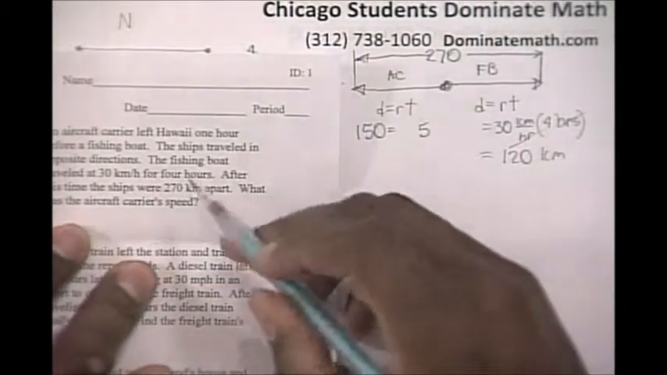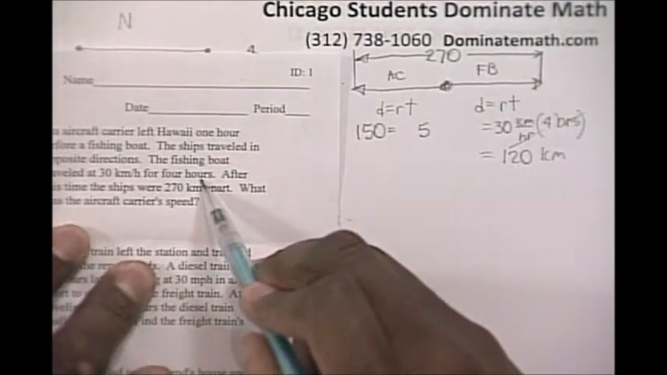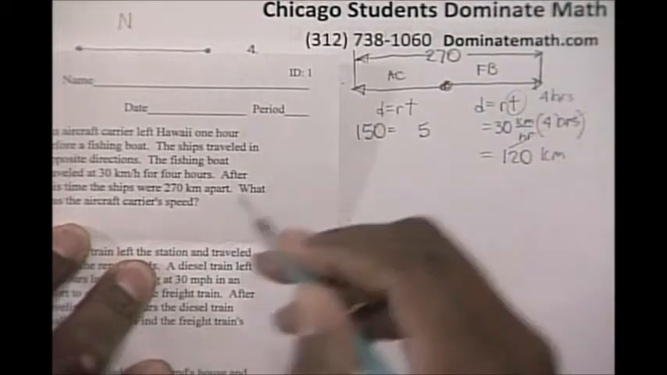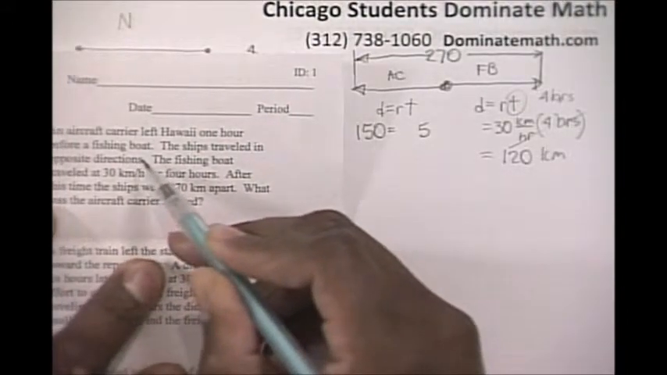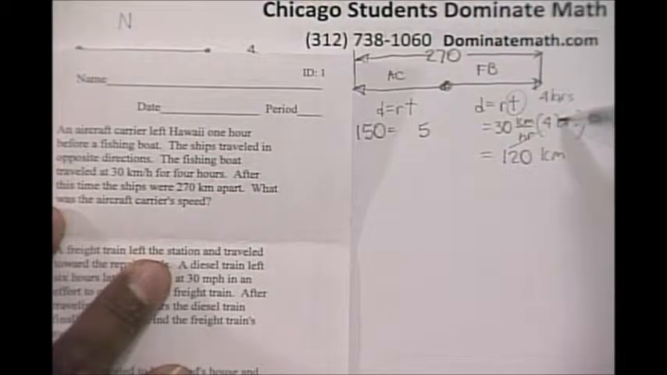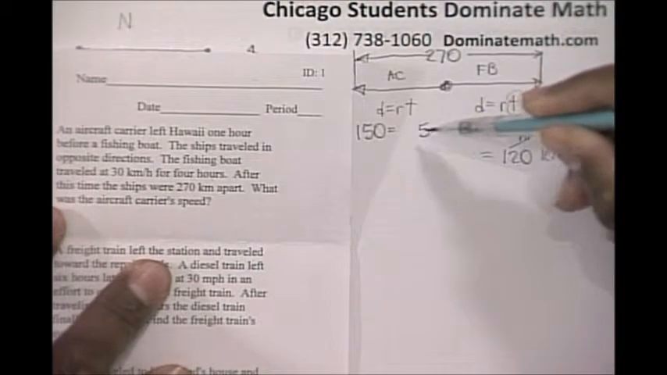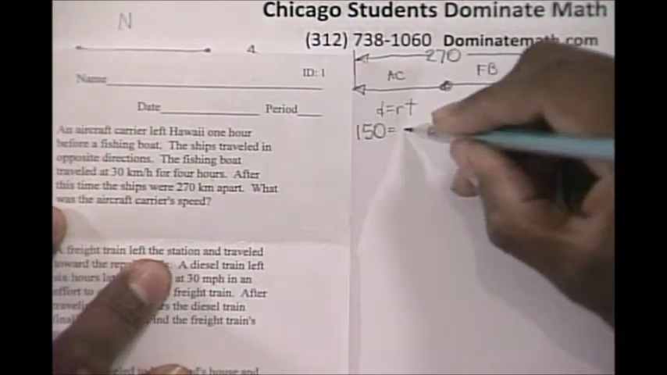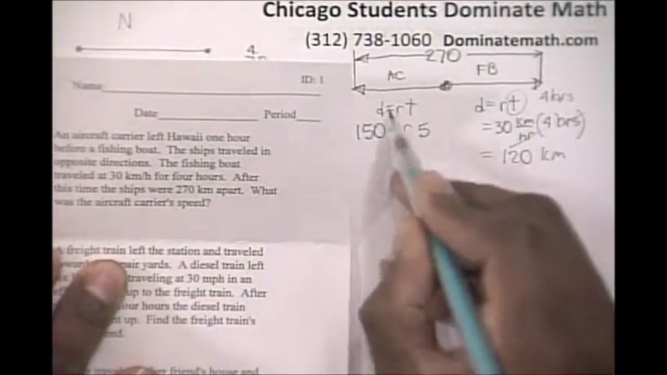Once again, one more time. It says the fishing boat traveled 30 kilometers per hour for 4 hours. That's the fishing boat, traveling for 4 hours. But the aircraft carrier left 1 hour before that. If the boat was traveling for 4 hours and the aircraft carrier left 1 hour before that, the aircraft carrier was actually traveling for 5 hours. So I substituted the 5 in for the time here, and what they're asking for is the aircraft carrier's speed. Another word for speed is rate.